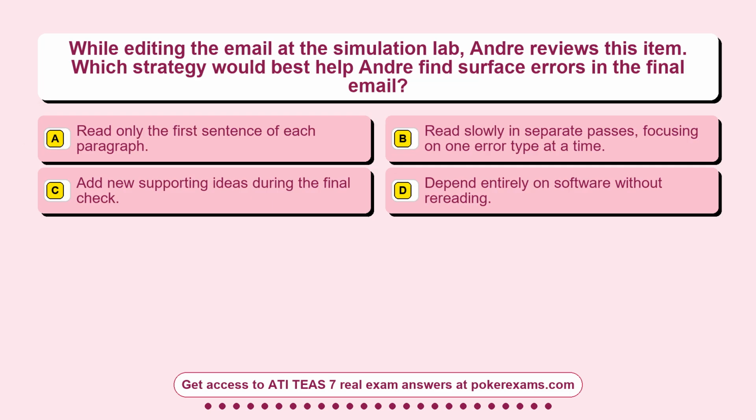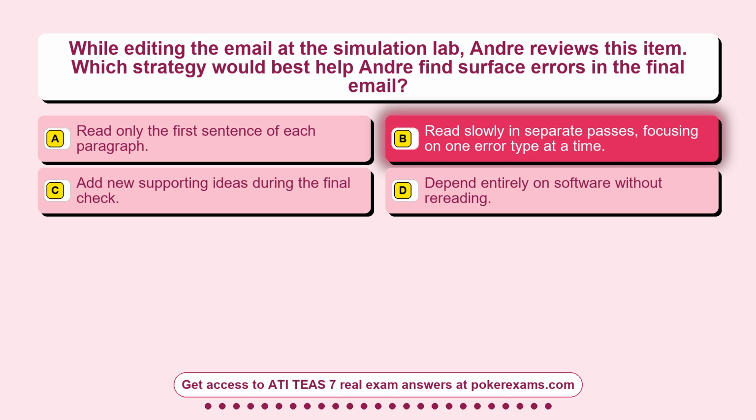Question 18. While editing the email at the simulation lab, Andre reviews this item. Which strategy would best help Andre find surface errors in the final email? Option A. Read only the first sentence of each paragraph. Option B. Read slowly in separate passes, focusing on one error type at a time. Option C. Add new supporting ideas during the final check. Option D. Depend entirely on software without rereading. The correct answer is option B.